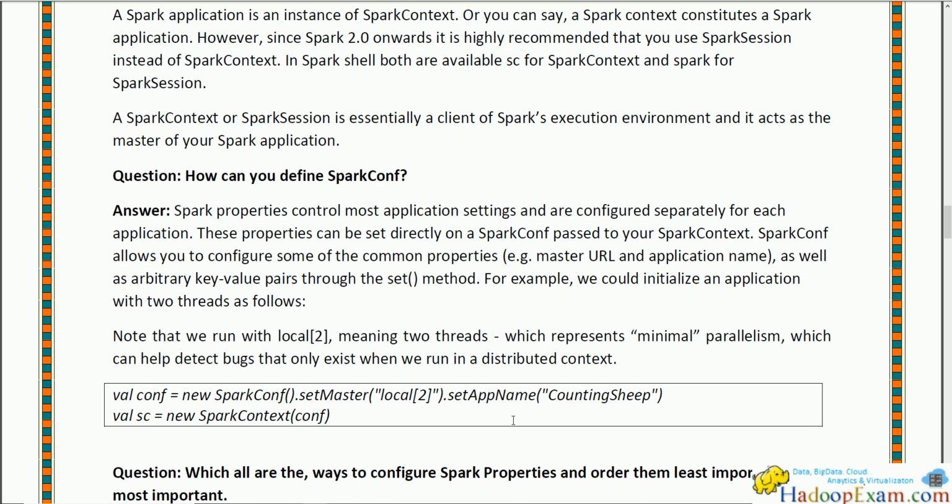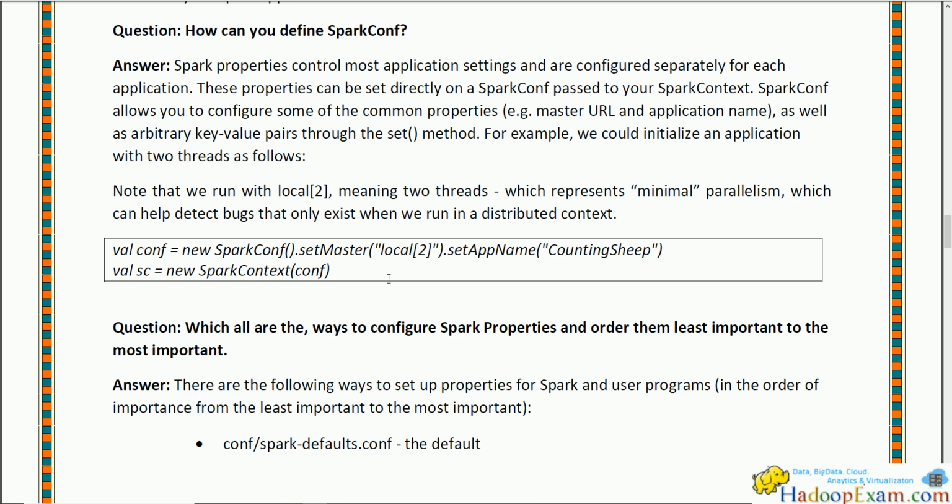For example, we could initialize an application with 2 threads as follows. Note that we run with local[2], meaning 2 threads, which represents minimal parallelism, which can help detect bugs that only exist when we run in a distributed context. val conf = new SparkConf.